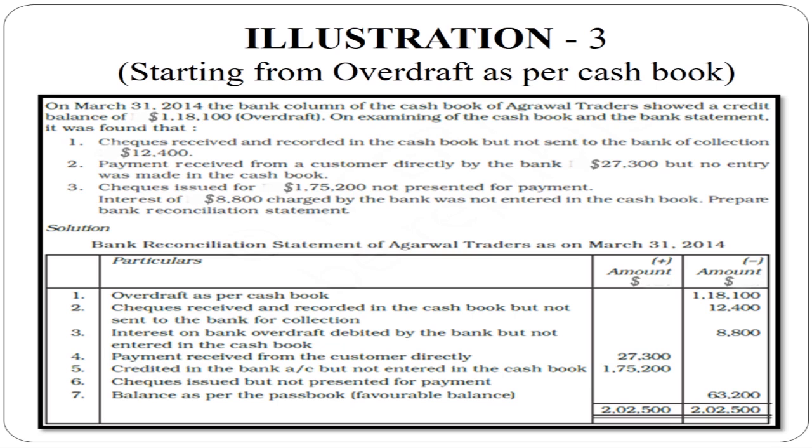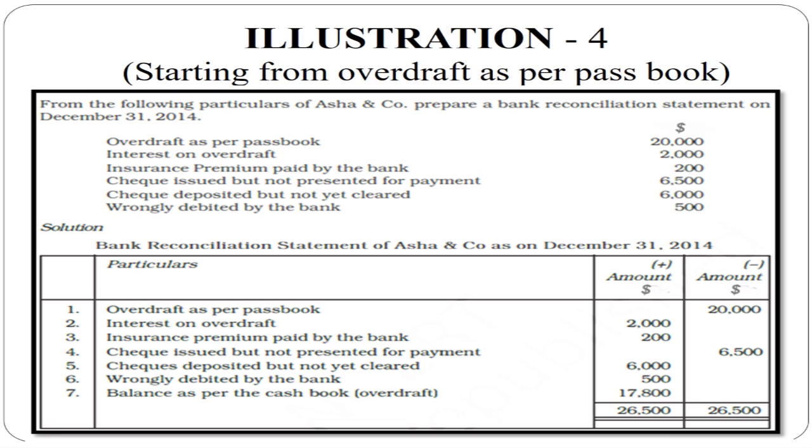So, at the end, we will find that the negative side is short by $63,200, that is, balance as per passbook, and if it is shown on the negative side, it means it is favorable balance. Now, moving on to the last example, that is, overdraft as per passbook. From the following particulars of Asha and Company, prepare a BRS on December 31st, 2014.